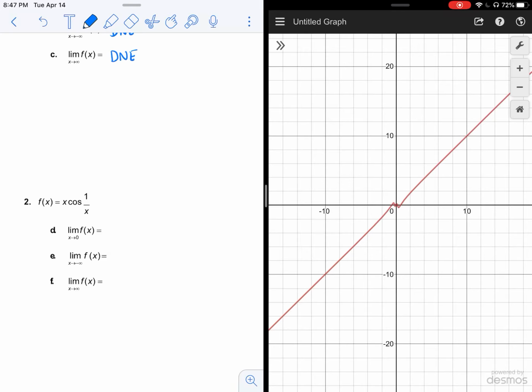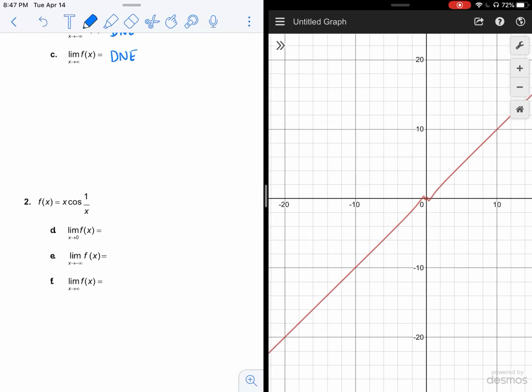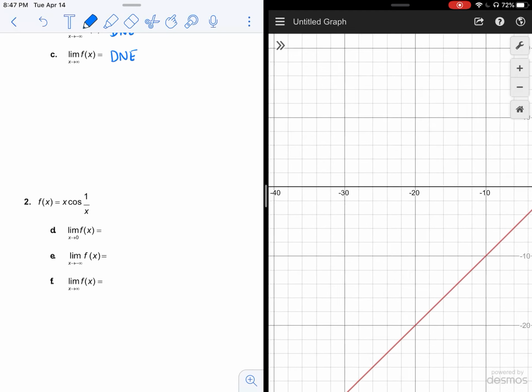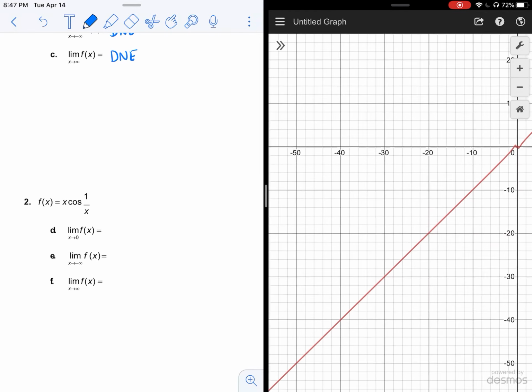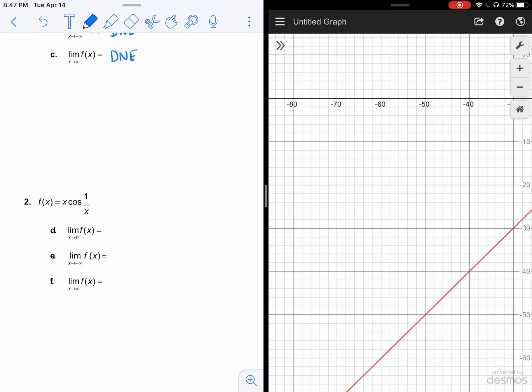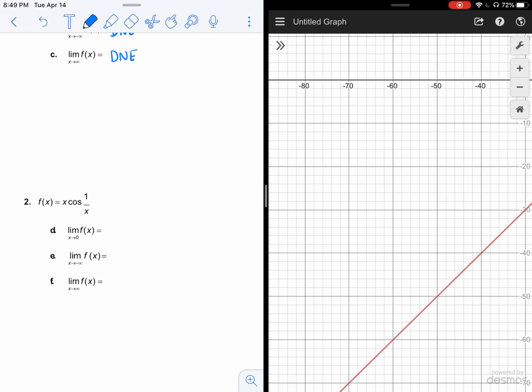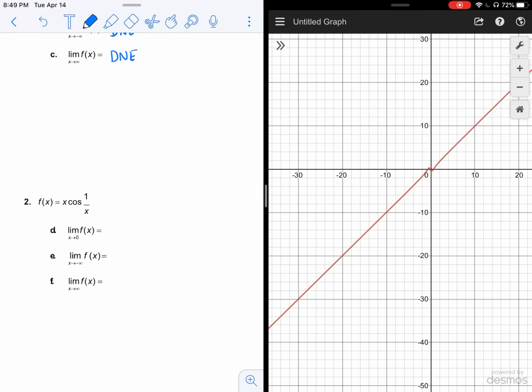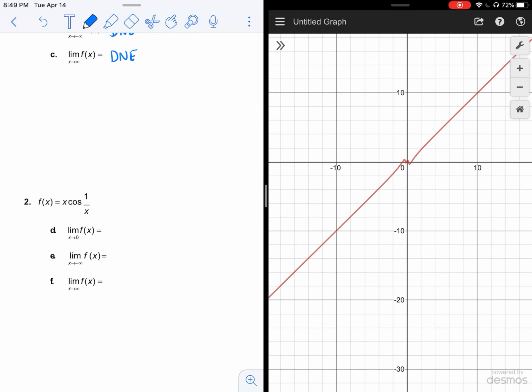So as we look here, let's actually jump to parts E and F. First, as I look at x going to -infinity, imagine I'm just scrolling through my negative numbers. Where is this graph going? As I keep going out further, the graph is going downwards and the trend is consistent. This is heading toward -infinity. So we would say the limit as x goes to -infinity of this function is -infinity.